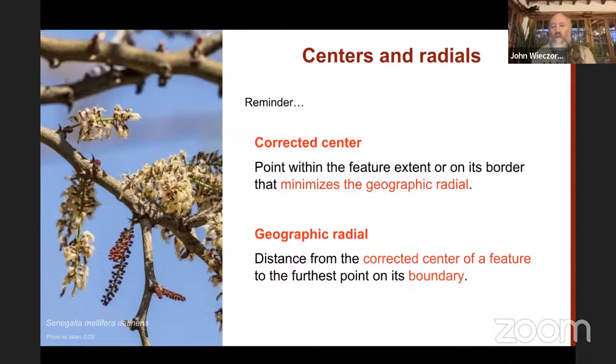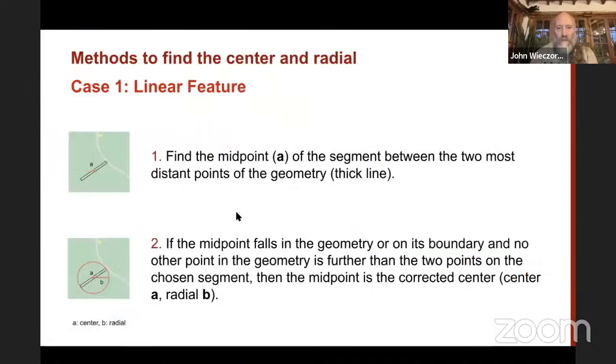Okay, so what's the geographic radial? The geographic radial is the distance from the corrected center of a feature to the farthest point on the boundary of that feature. So we need to see this visually. There are different cases and methods to find the center and radial depending on what the feature looks like, what's its basic geometry. So we're going to divide this up into several cases.